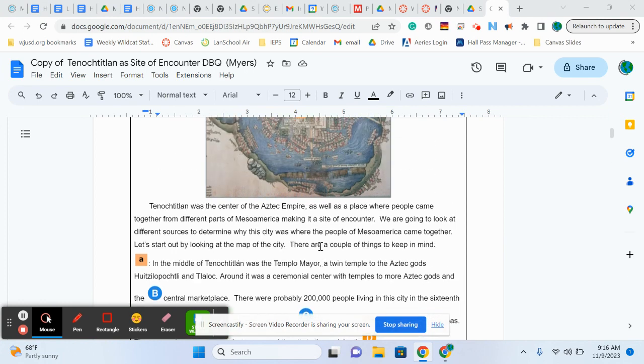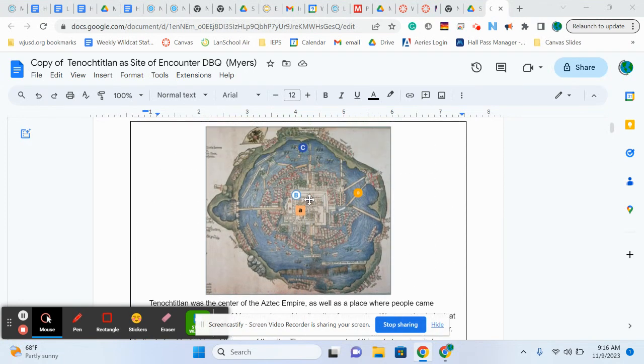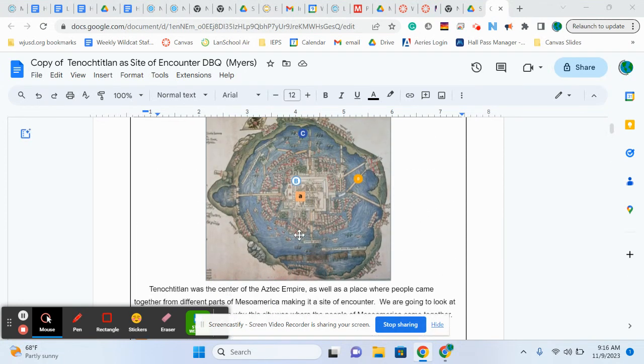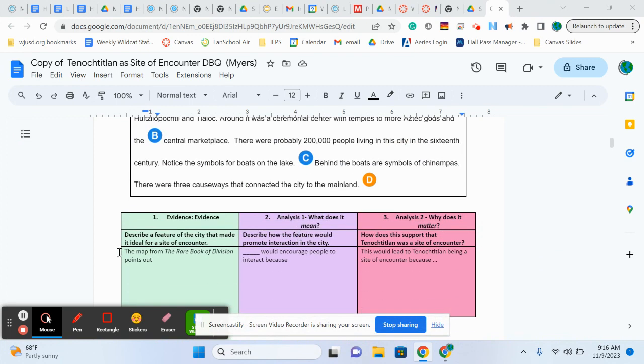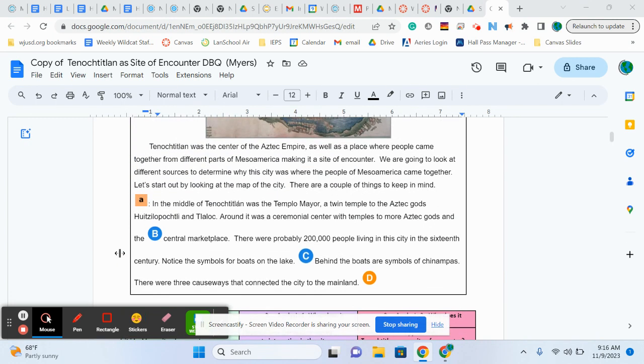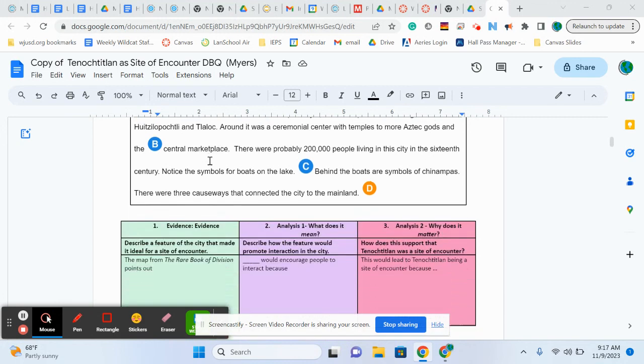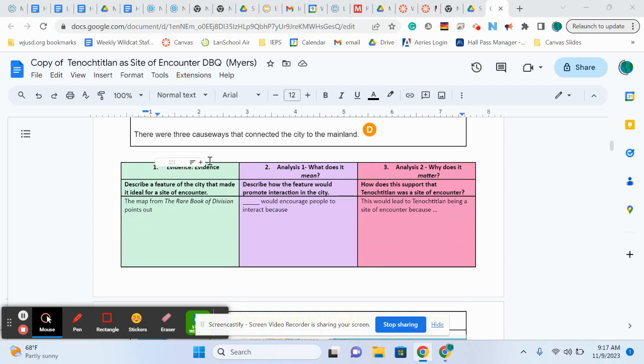Okay, so now that we've broken down the map, we're going to answer our 3 questions down here at the bottom. So you have sentence starters, and your first task is to describe a feature of the city that made it ideal for a site of encounter. Remember that what makes it a site of encounter is that people came together from different parts of Mesoamerica. So people traveled into the city.